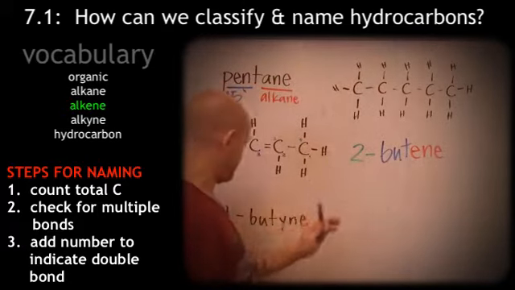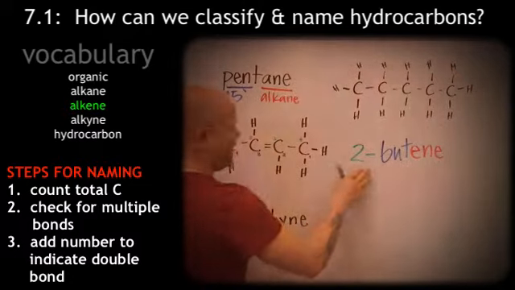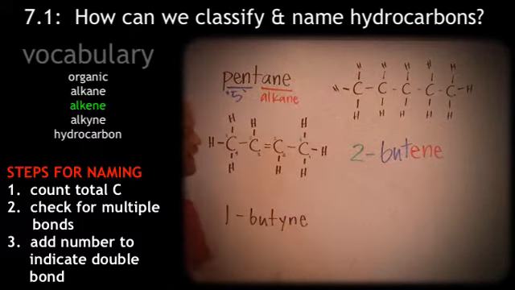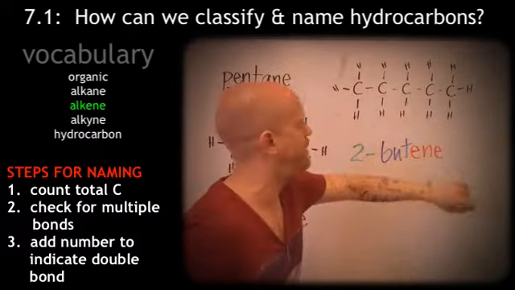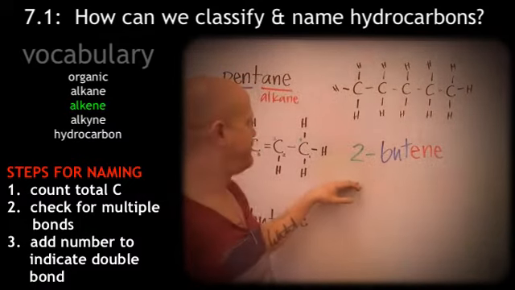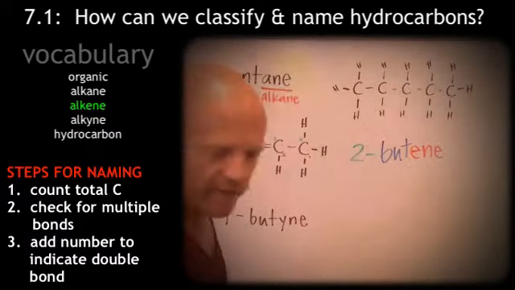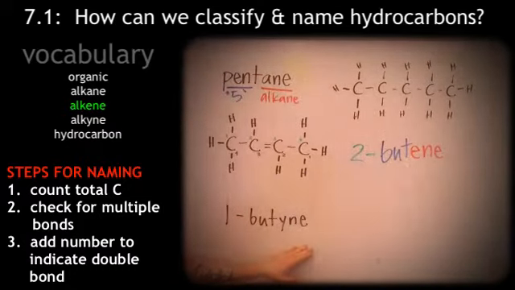I'm going to come back to explaining, we're going to do a lot more work with this kind of stuff. So this we're going to come back to, and we're going to evaluate other possibilities of naming and numbering. Okay? So let's hold on to that for now. Let's go down here to 1-butyne.